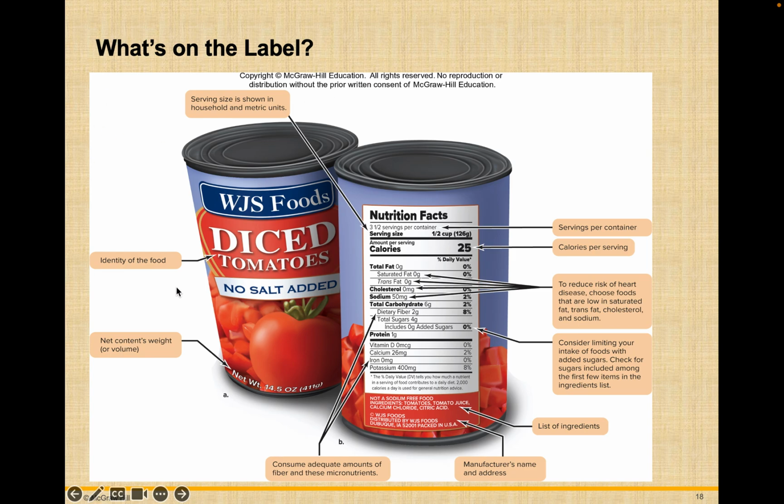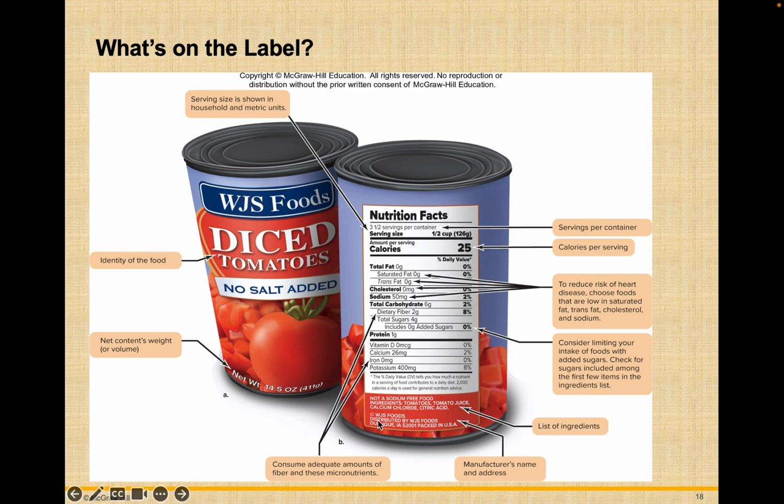In this case, the name of the food is diced tomatoes, and the weight or volume of the food in the container. Again, we look on the slide and we see that the net weight is 14.5 ounces. On the nutrition facts portion of the label, we see the serving size at the very top, 1/2 cup. We see the number of servings per container, in this case 3.5. And we also see the calories per serving, 25.